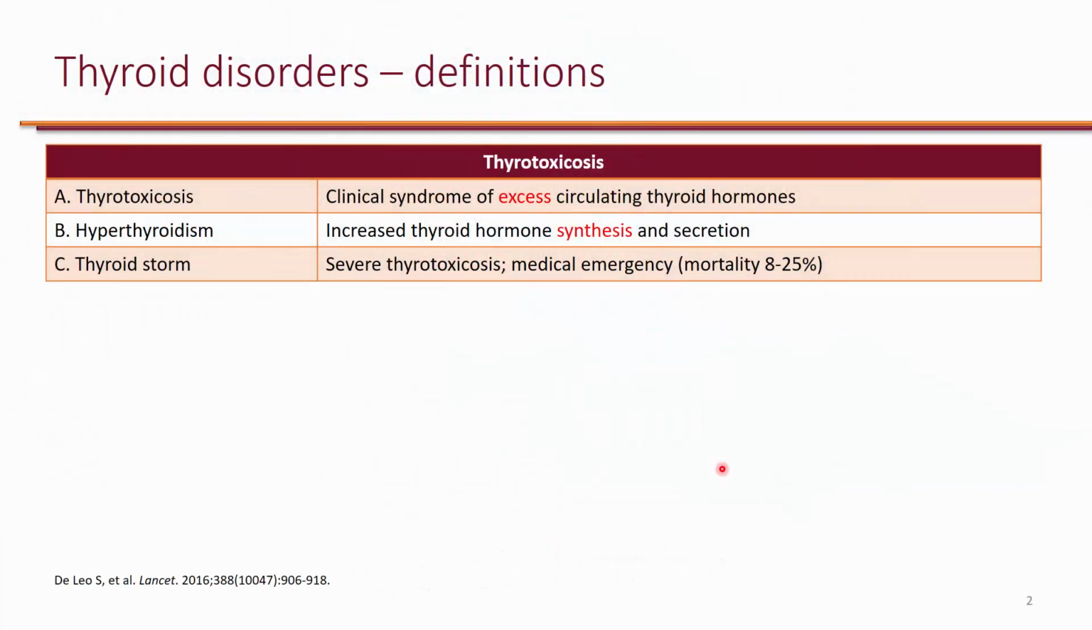At this point, you should know the basics, but let's review some basic definitions. Thyrotoxicosis refers to the clinical syndrome of excess circulating thyroid hormones. This could be excess hormone for various reasons. But when we say hyperthyroidism, we specifically mean increased thyroid hormone synthesis and secretion by the thyroid gland. And of course, we have the medical emergency of thyroid storm, which is severe thyrotoxicosis. So all the symptoms of hyperthyroidism will be in their extreme form.